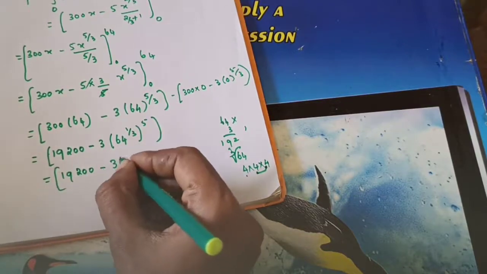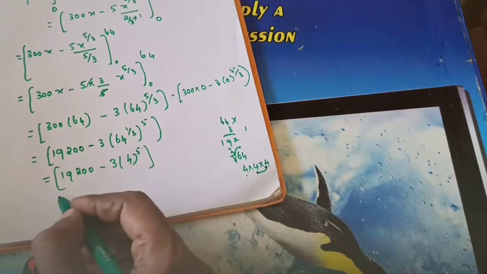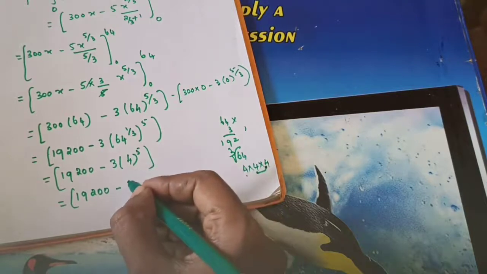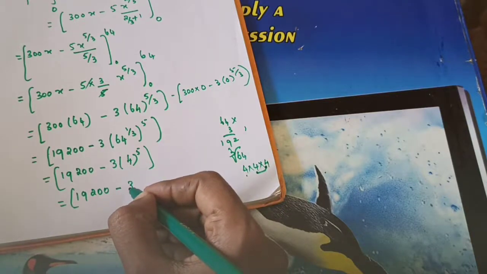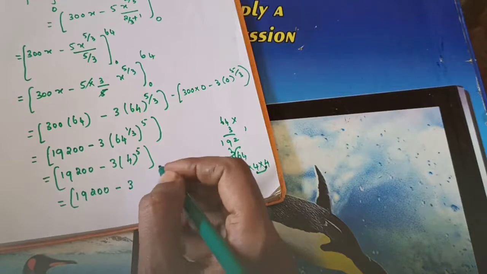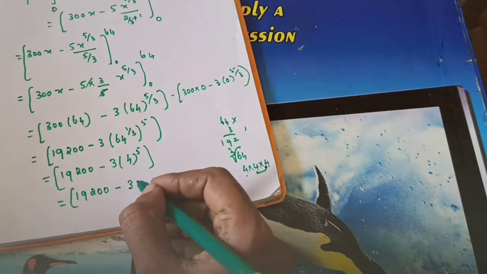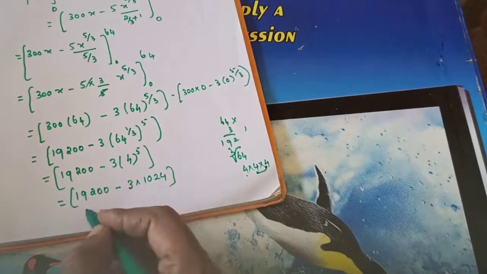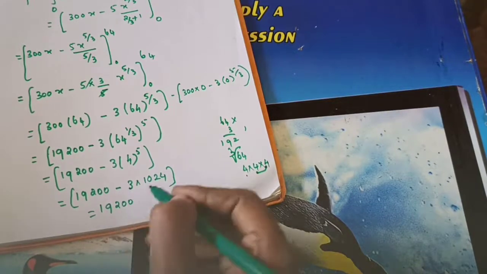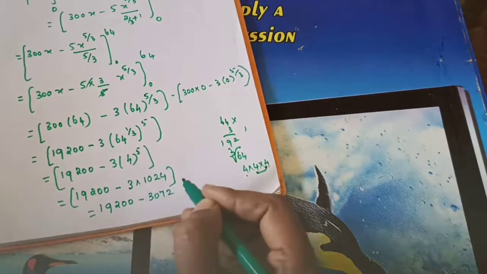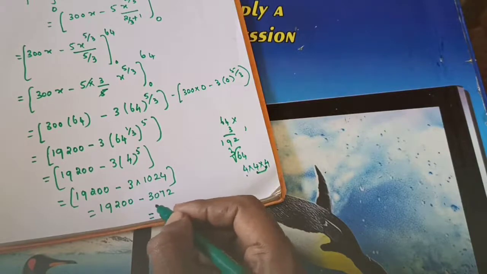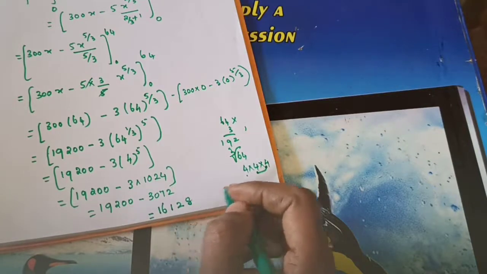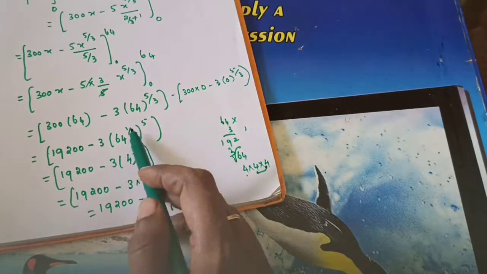So that's equal to 19200 minus 3 into, we can write this as 4 power 5. That's equal to 19200 minus 3 into, we can multiply this value. So if you multiply, you will get 4 into 4 into 4 into 4, that's 5 times. If you multiply, you will get the answer as 1024. Now simplify 19200 minus 3072. So you will get the answer as 16128. Understand? 16128.